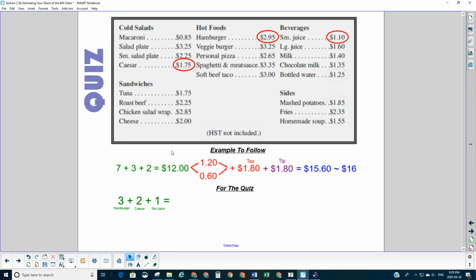Then finally, you're going to take this number plus approximately this number plus approximately that number to get your approximate total here. So in this case, we did 12 plus 2 plus 2 is 16. So you're going to have to figure out your total here, plus your approximate tax, plus your approximate tip to get an approximate answer. And all of this you're going to do in the Google quiz. This graphic is going to be there to help remind you how to do it. So you can follow this example, but do it on this order: a hamburger, a Caesar salad, and a small juice.